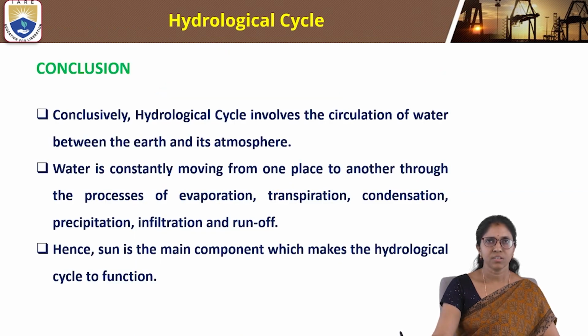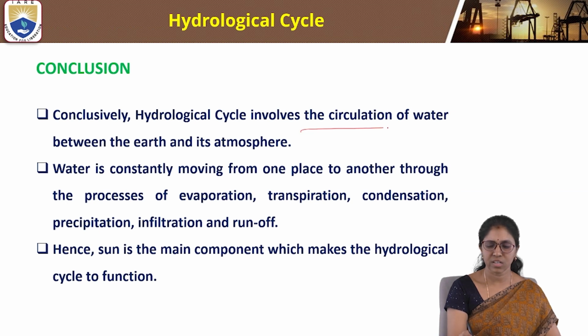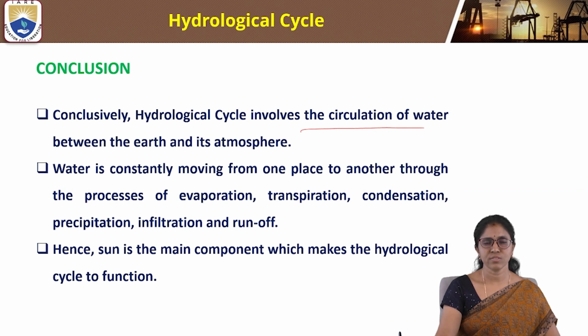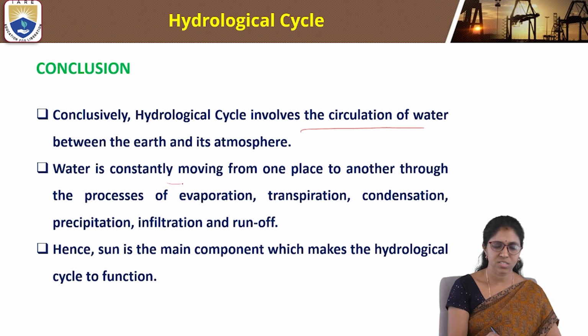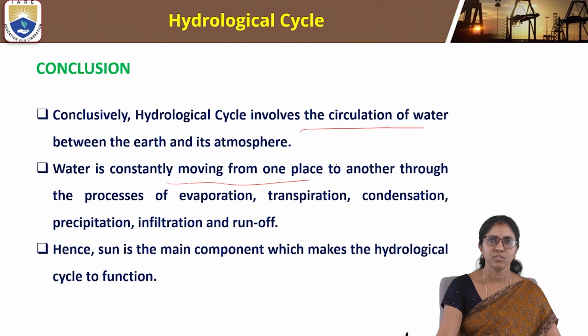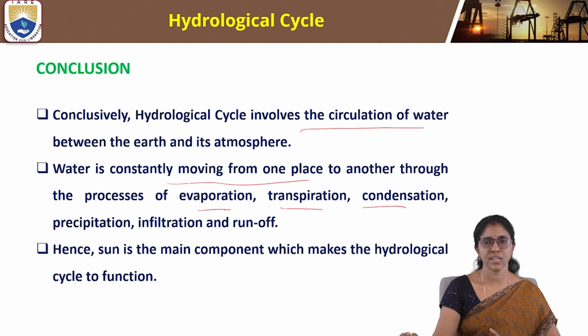Coming to the conclusion, the hydrological cycle involves the circulation of water between the earth and its atmosphere. Water is constantly moving from one place to another through processes like evaporation, transpiration, condensation, sublimation, precipitation, infiltration, and runoff.